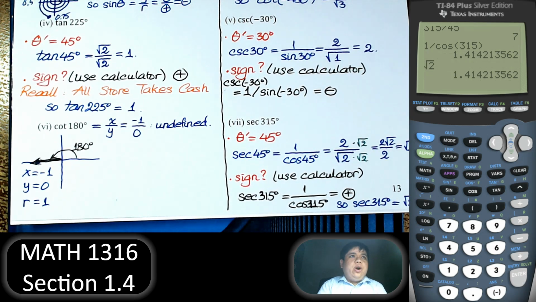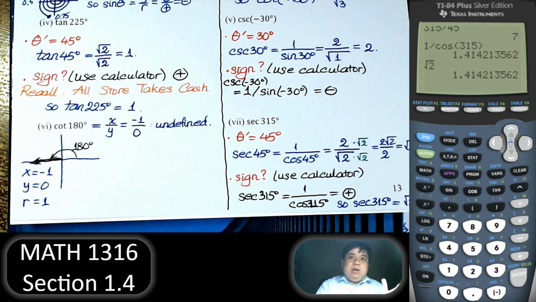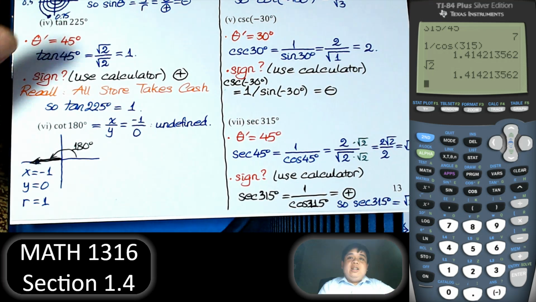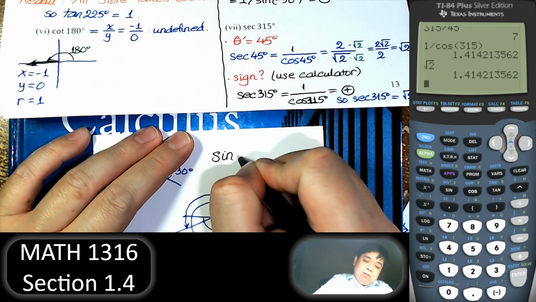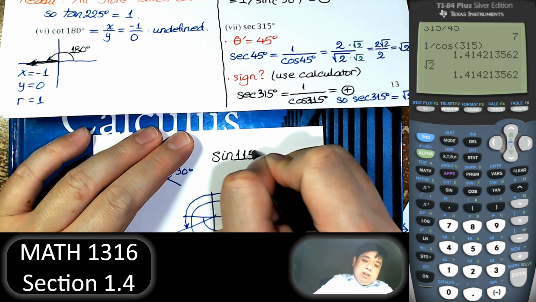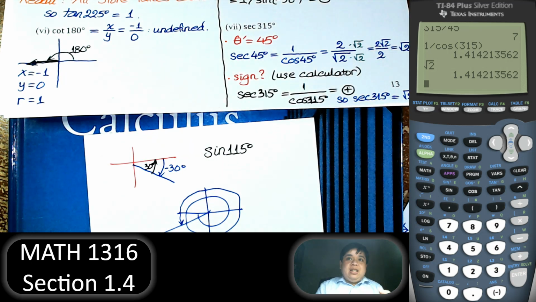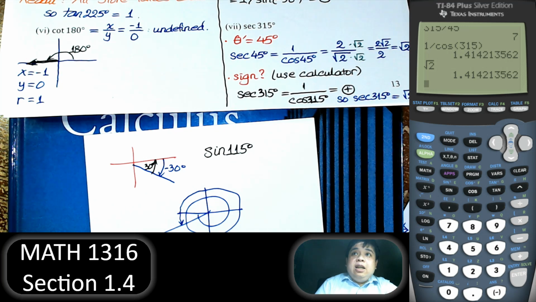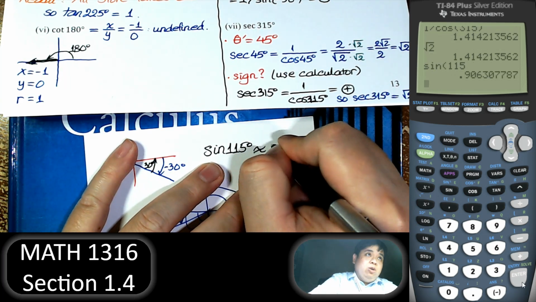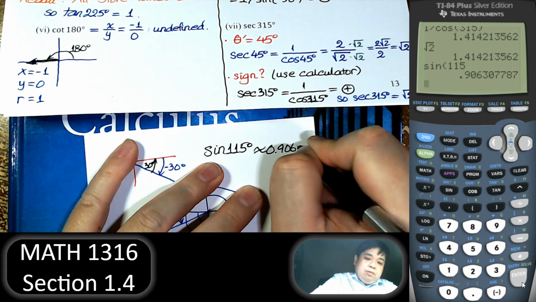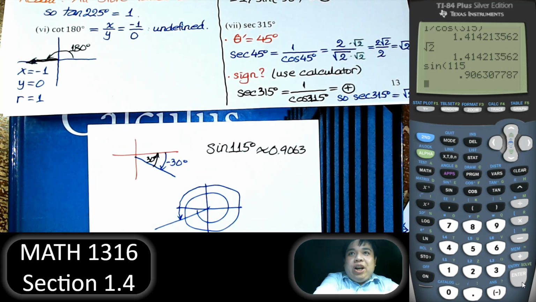Right, so that's good and all, but what if, like I said, if we have a multiple of 60, 45, and 30, we can get the exact values. If we have to do something like sine of 115 degrees, and that does not divide by 60, 30, or 45, in that case we just get the calculator and get the approximation. So this is approximately equal to something like that. So that's all we can do.